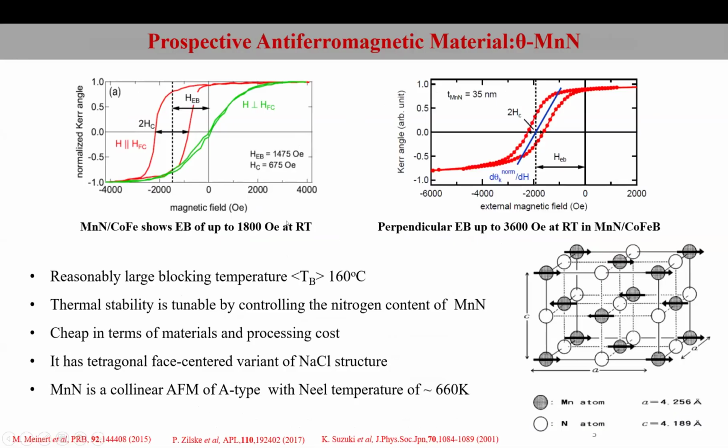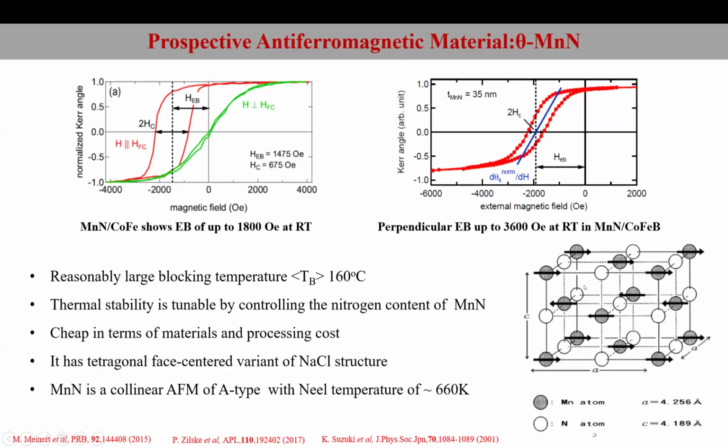MnN can be a good prospect for this. MnN is basically a phase of the MnN alloy, and it has been shown to have a very high in-plane EB and perpendicular EB. It also shows a large blocking temperature. Blocking temperature is the temperature at which EB vanishes, so it can be good for automotive applications. Thermal stability can also be controlled using the nitrogen content of MnN. And since Mn is quite abundant compared to iridium, and nitrogen is the most abundant gas in the atmosphere, there's no issue in terms of price.